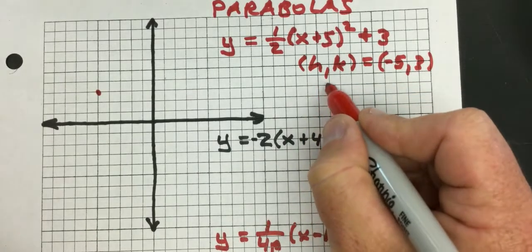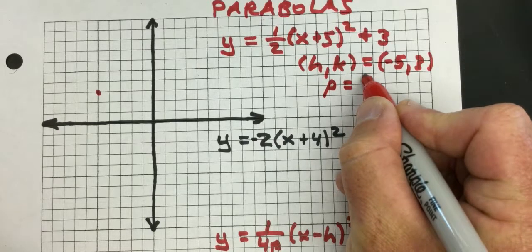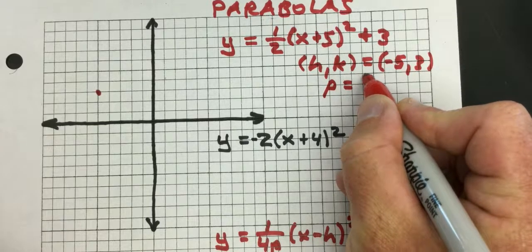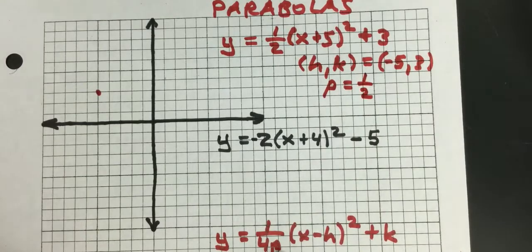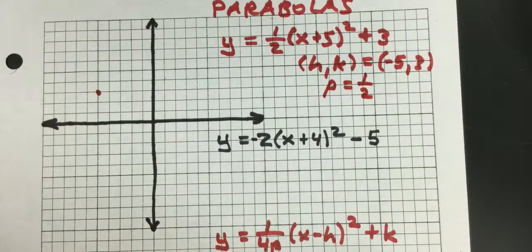So as it turns out, this p value is going to be 1/2, right? Because 4 times 1/2 would be 2, and then you'd get a 1 over 2 there. So p is going to be 1/2.